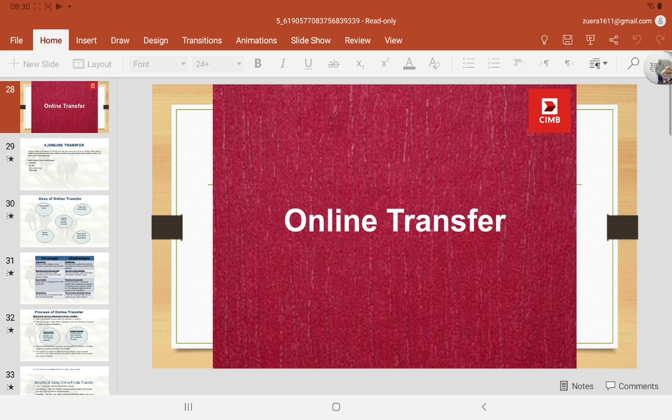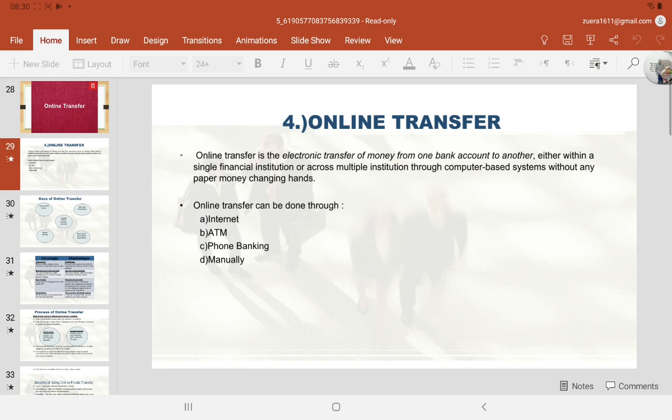Okay, next we go through the other type of remittance product, which we can call online transfer. For the online transfer, currently customers use it in order to transfer funds from one bank to another bank. This is an electronic transfer of money from one bank account to another bank's account. We can use this online transfer through a computer-based system without any paper money changing hands.